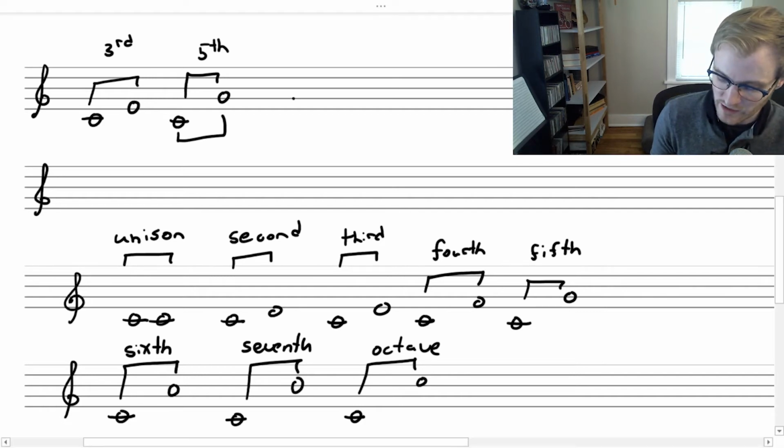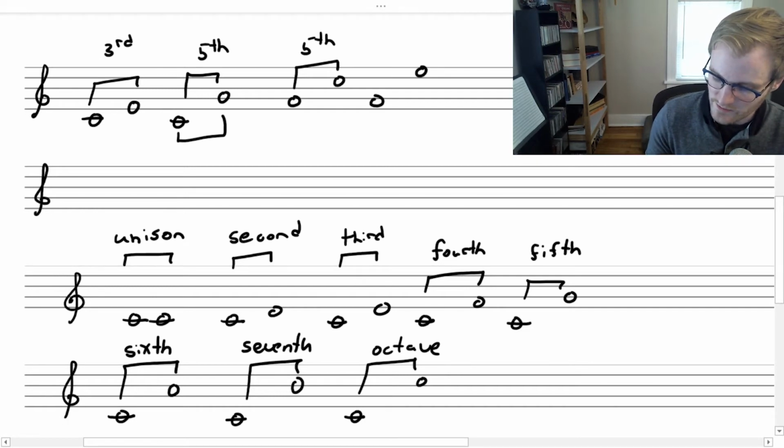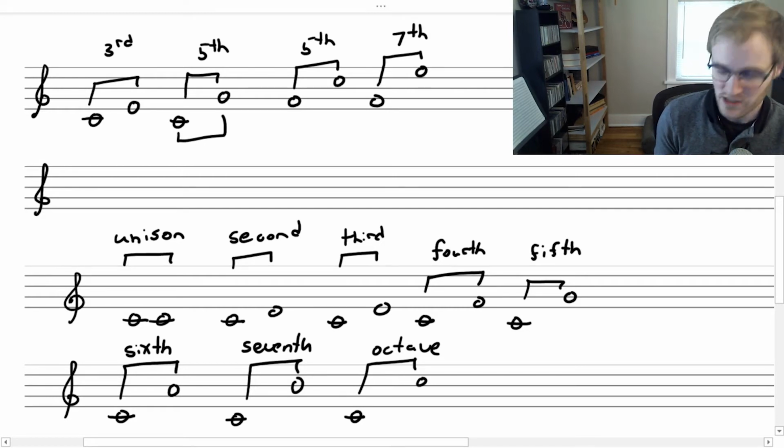Or if we were to go, let's say, from F to C, you'll notice both notes are on spaces. That's also an example of a fifth, or an odd numbered interval. And we could expand that. We could go from F all the way up to E, which would be an example of a seventh, and that's also going to be an odd numbered interval, but you'll notice both notes are also in spaces.